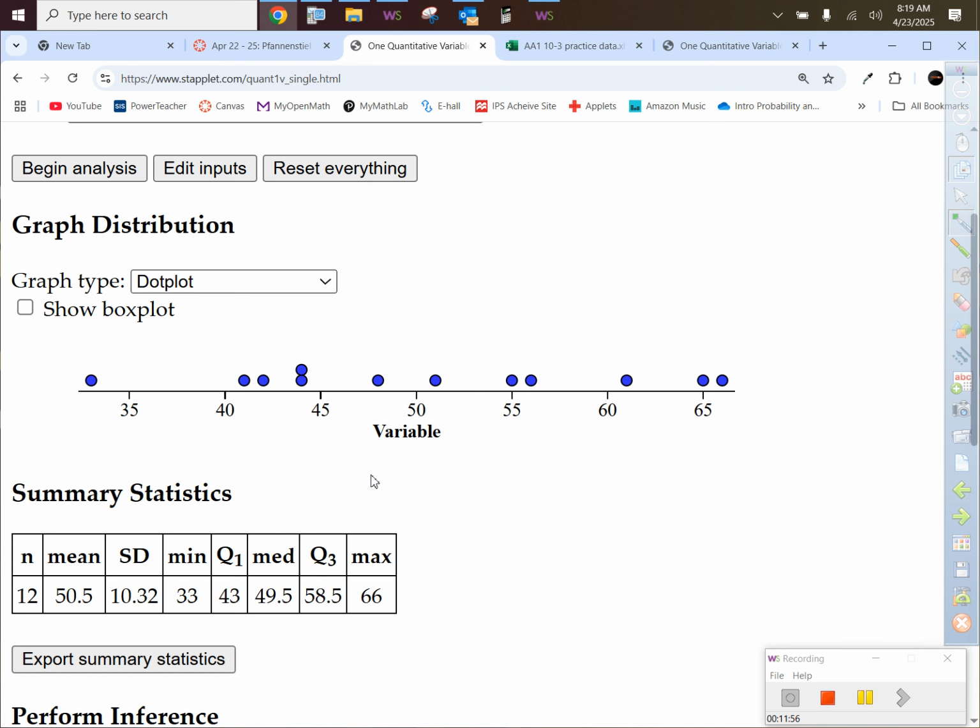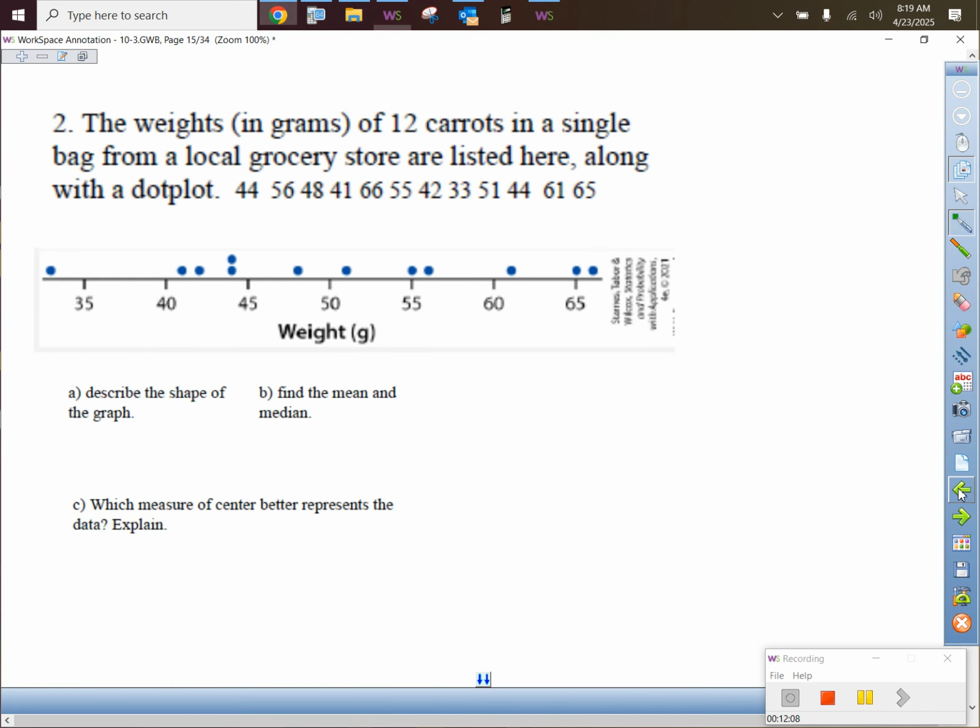I don't even remember if I had it on paper for you. Don't think so. I just had it. Yeah, I did. I had it there. But let's see if we can answer these questions. Describe the shape of this graph. One quantitative variable, single group. That's what we did.